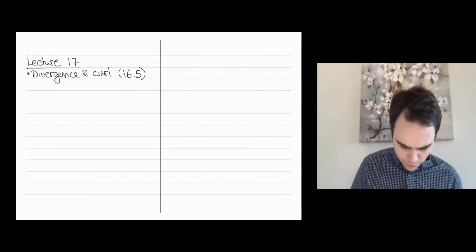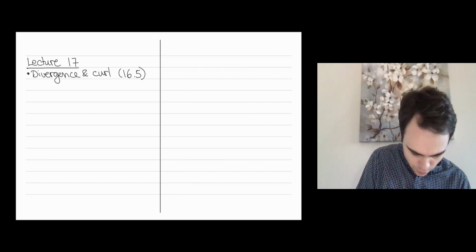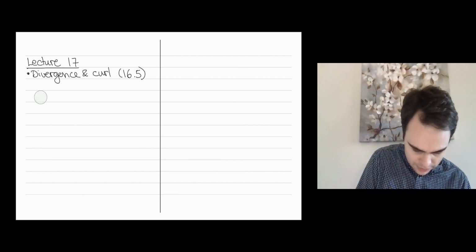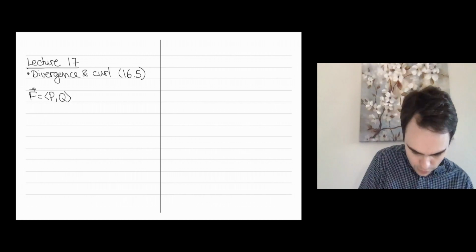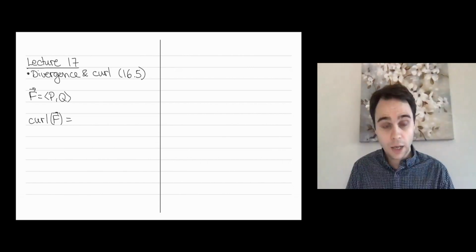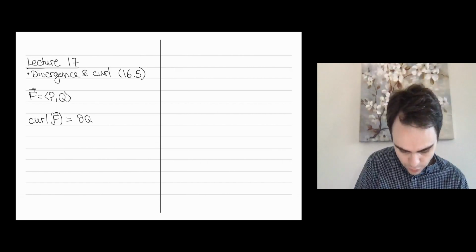So without further ado, here are the definitions. So the curl of a vector field, let's say the vector field has components P and Q. So the curl of this vector field is a function, namely the x partial of Q minus the y partial of P.